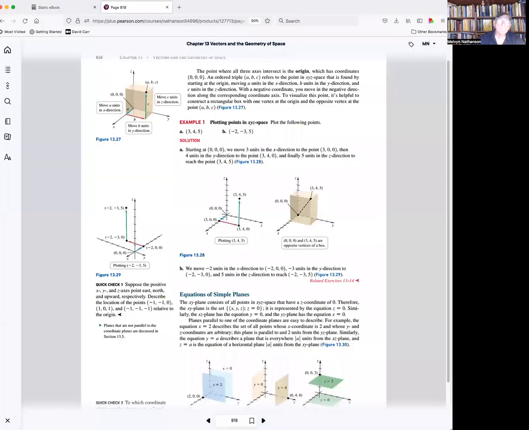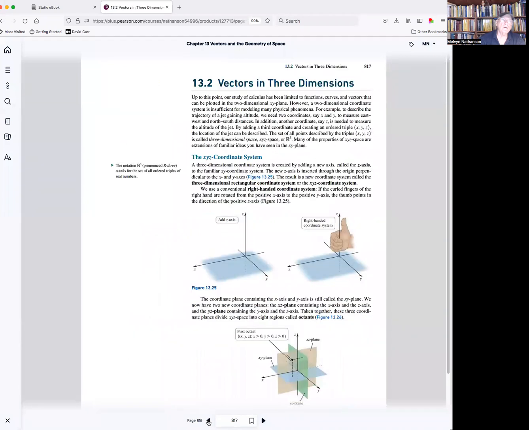This is Math 226, Vector Calculus. And we are doing section 13.2 on vectors in three-dimensional space. So let's take a look at the book. Here it is. Vectors in three dimensions.